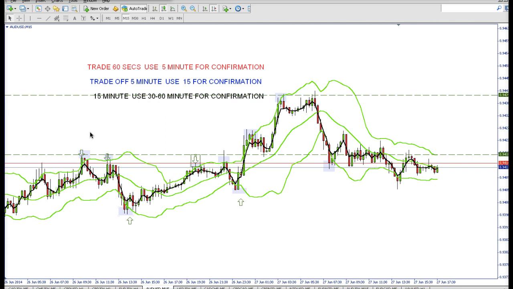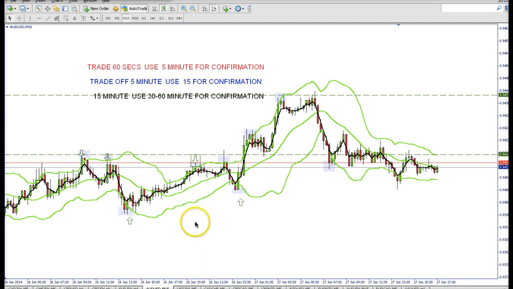Doesn't matter if you use divergence with MACD, RSI, Fibonacci levels, pivot points. Whatever time frame you are focusing on and finding a trade, always look to the next highest time frame for confirmation. So if you're looking at a 60-second chart, use a 5-minute for confirmation. Trading off the 5, 15-minute chart for confirmation. 15-minute, use a 30, 60-minute for confirmation, 60-minute, the 4-hour, and on and on. And I'll give you an example so you know what I'm talking about.